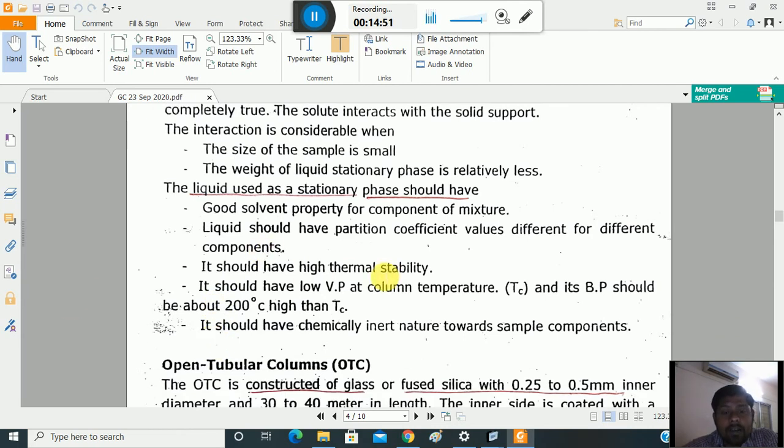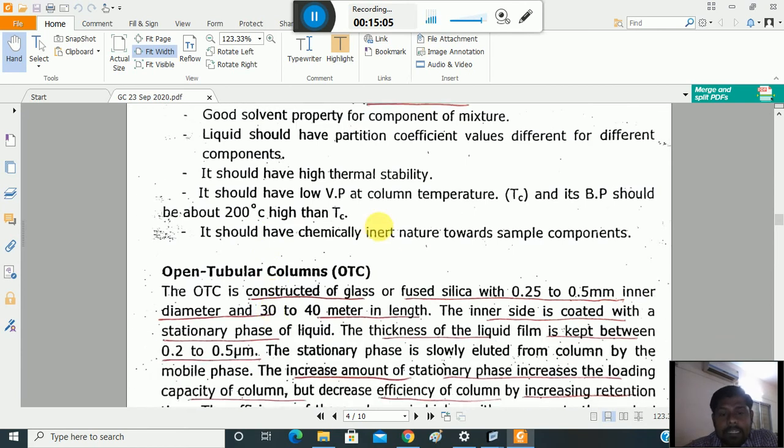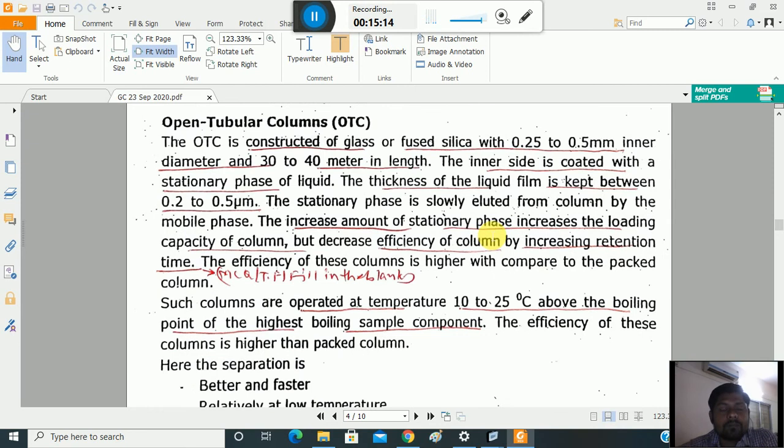It should have high thermal stability, it should have low vapor pressure at column temperature, that is critical temperature, and boiling point should be about 200 degrees Celsius higher than critical temperature. It should have chemical inert nature towards the sample components, okay, not for solid support, but towards the sample components. So those are the points you must keep in mind.